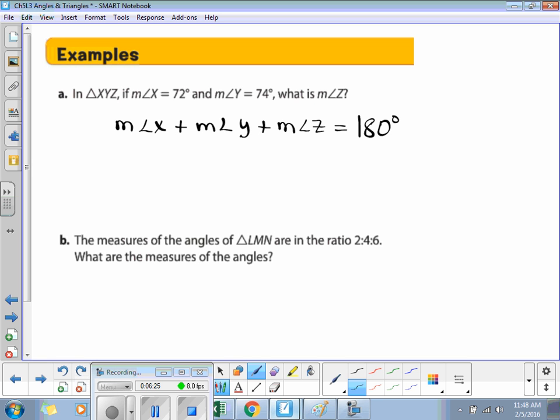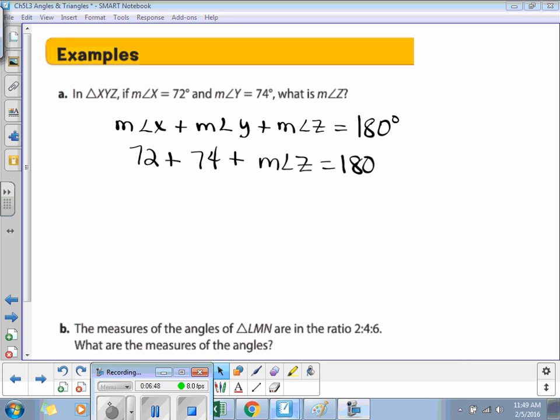180 degrees. Okay? So, now that we know what we're doing, we just put the numbers in, right? So the measure of angle X is 72, plus the measure of angle Y is 74, plus the measure of angle Z is what we're looking for, and that's equal to 180 degrees. So now we want to combine our like terms. Here are our like terms.